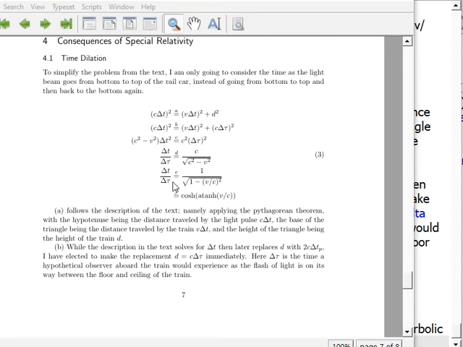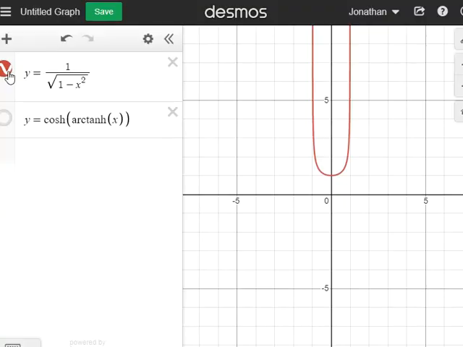So delta t over delta tau is the hyperbolic cosine of the arctangent of v over c. Basically, the arctangent of a velocity will give you something called the rapidity. And then you can take the cosh of the rapidity and you get the time dilation factor. So let's see that. Y equals 1 over square root of 1 minus x squared. That is right there. Y equals cosh of arctangent x. That is right there. And you can see that in blue. You can see that in red. And they are exactly the same graph.